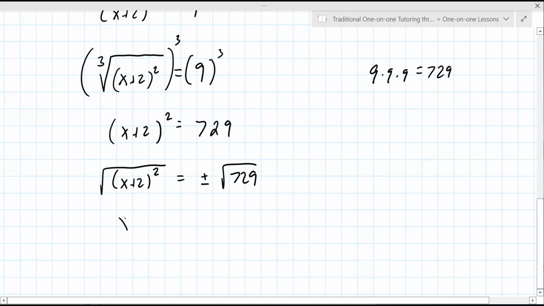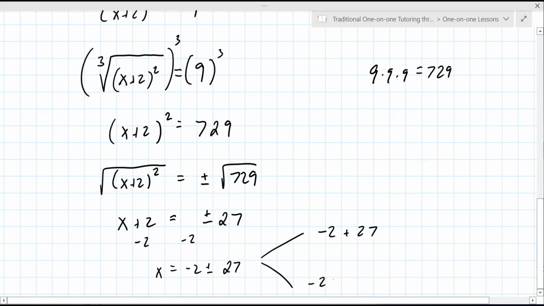Okay, and I think we actually might have even done this before. This is plus or minus 27. Square root of 729. So then you have to subtract 2 from both sides. x equals minus 2 plus or minus 27. So there's really two solutions: minus 2 plus 27, minus 2 minus 27. So that's 25 and minus 29.